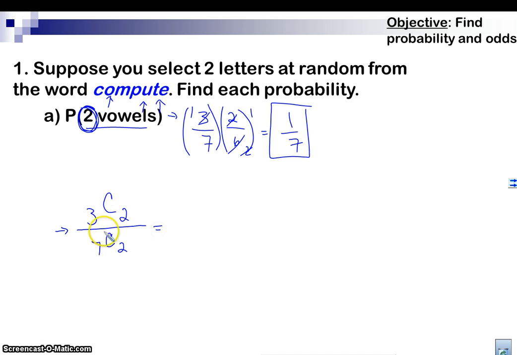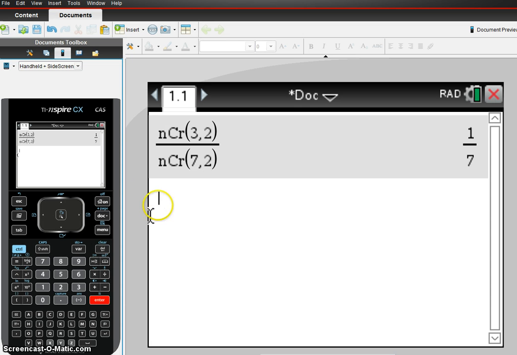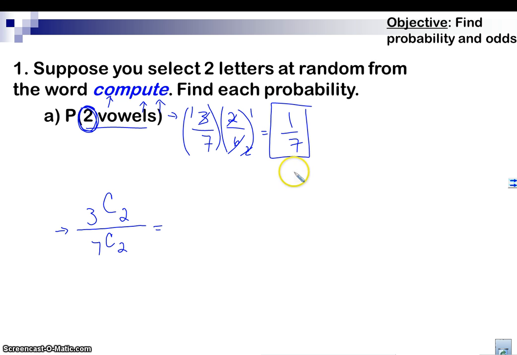And then I'll just show you real quick in the calculator. So I'm in my TI Inspire here, and I get 3 choose 2 divided by 7 choose 2, and I get 1/7. That's what I got right here. Okay, so it comes out to be the same thing. So if we have a problem where we can use combinations for probability, this is how we do it. I prefer this method here.